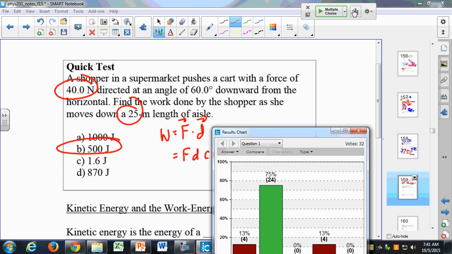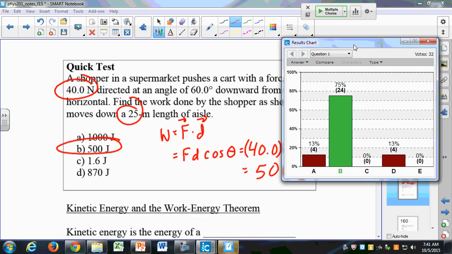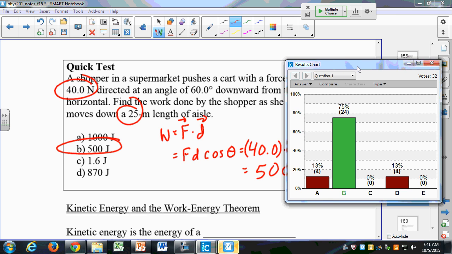Let's see some other answers that y'all put. If you put A, you just didn't do the cosine, right? You just did this force times this distance. But what you have to consider here is that I have a displacement in this direction, and my force is in this direction. This is my force, this is my displacement, this is the angle between them. And what you want to do is multiply that first vector times the component F cosine theta.